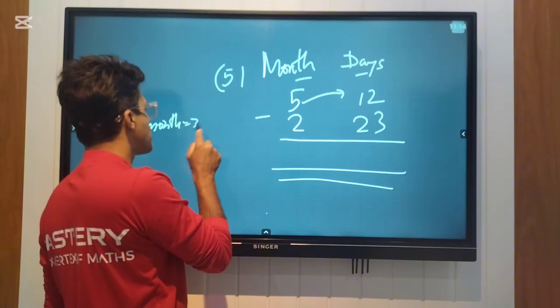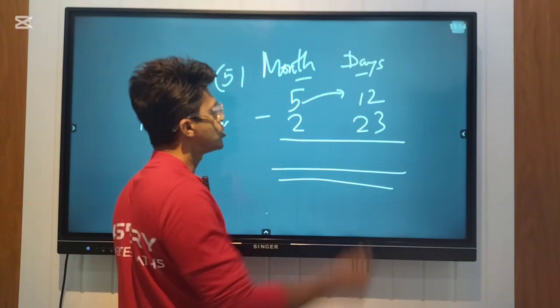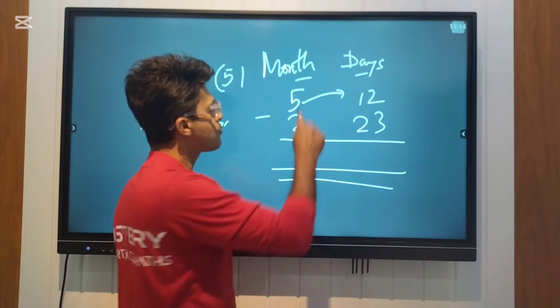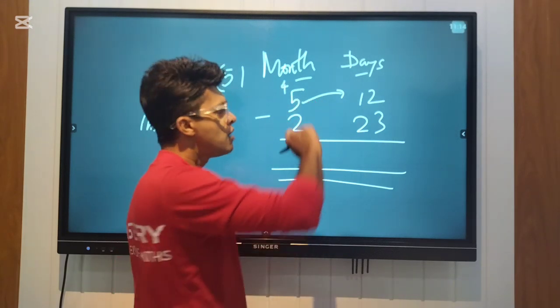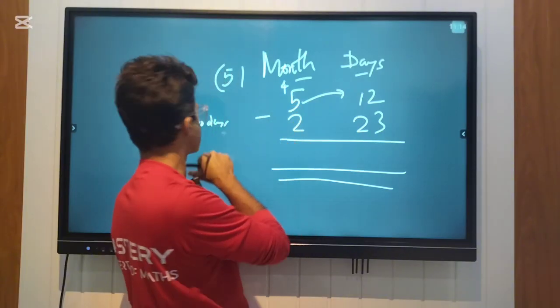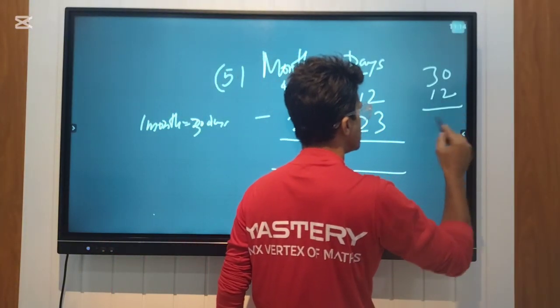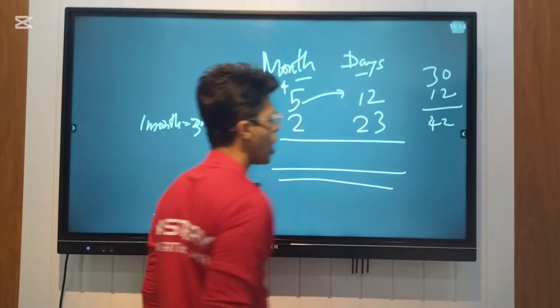1 month means 30 days. Okay, 30 days. So you are borrowing 1 from this 5, then this 5 becomes 4. Bear in mind that when you get 1 from this 5, this 1 is really 30 days. Then 30 plus 12 is the days here, then 42 days. How do you do this?